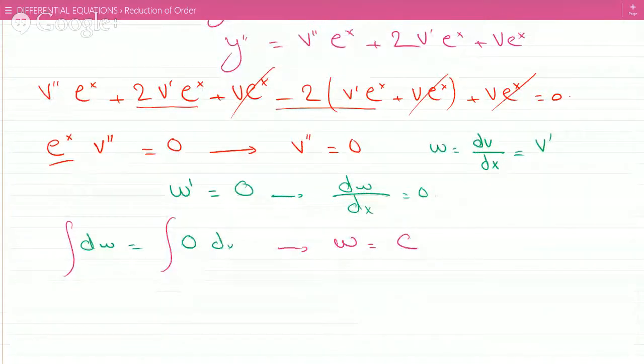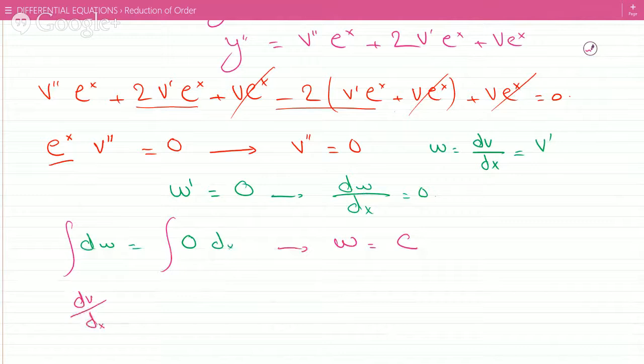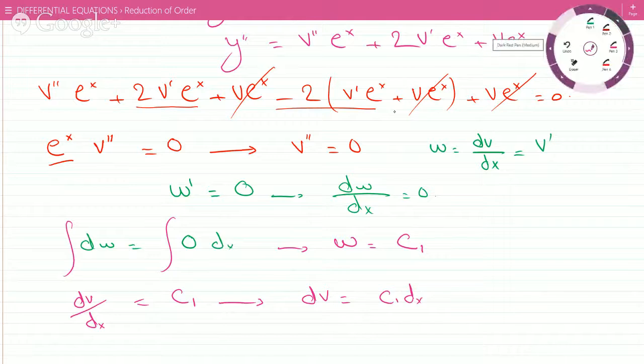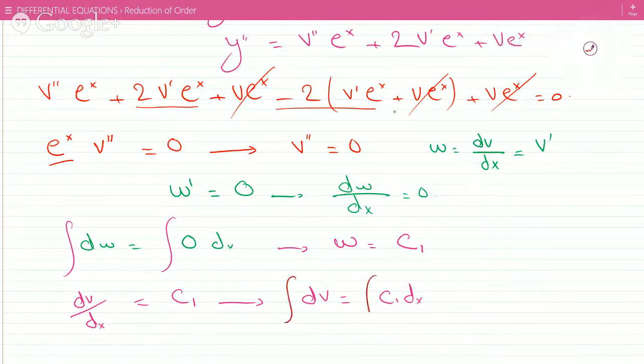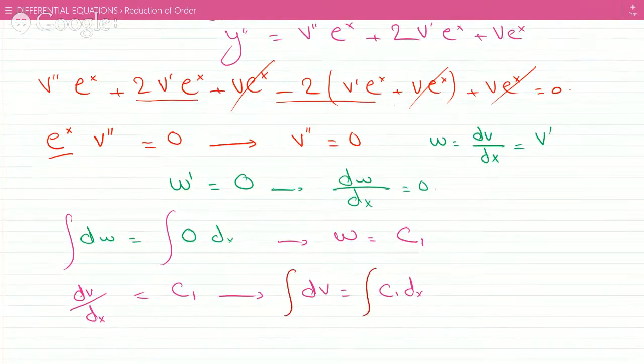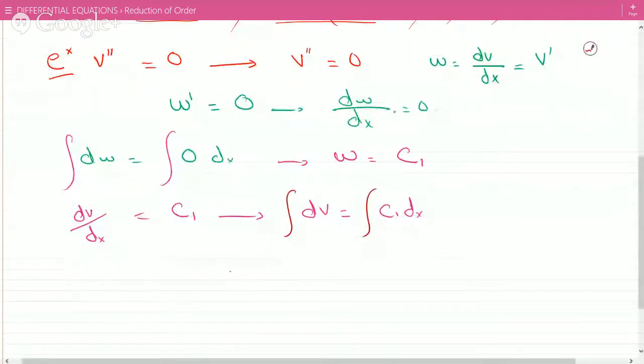And so now we go back to w is just dv over dx. Let's call this c1. Is equal to c1, because that's what w is, dv over dx. Separate the variables again, you get dv equals c1 dx, right? Integrate both sides. So here now you get v is equal to c1x plus c2.